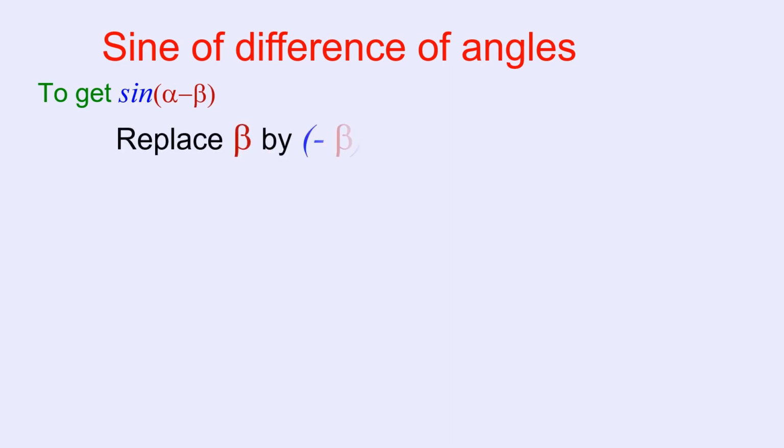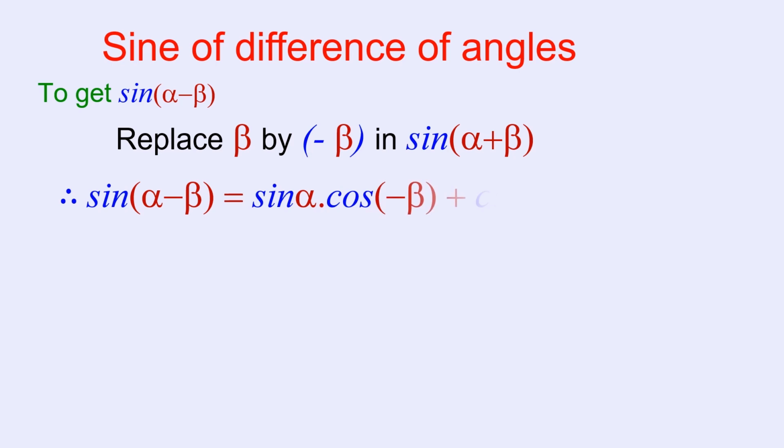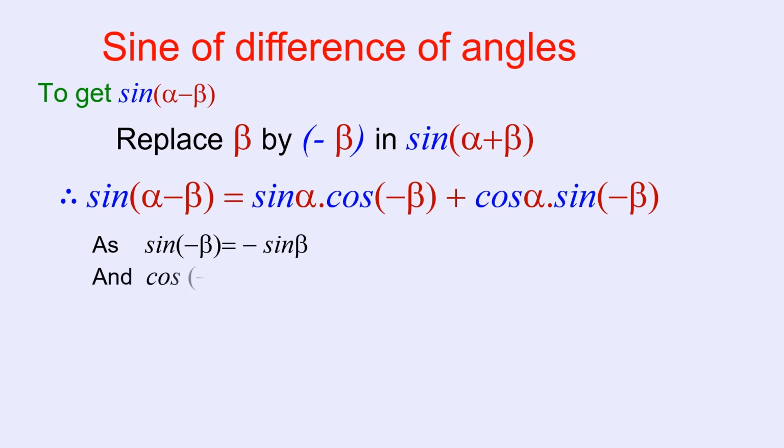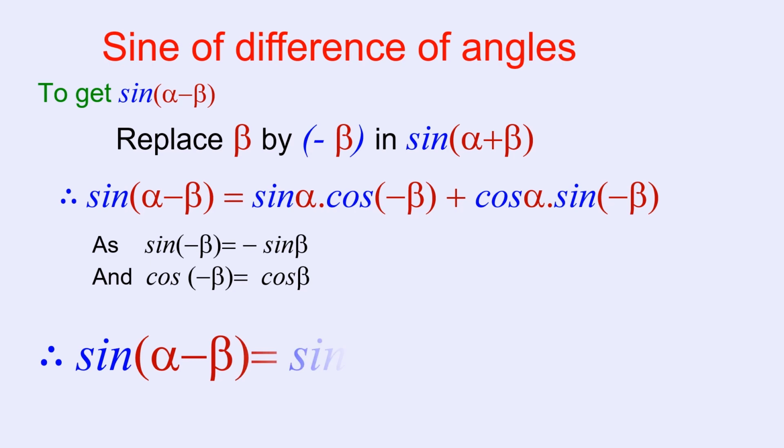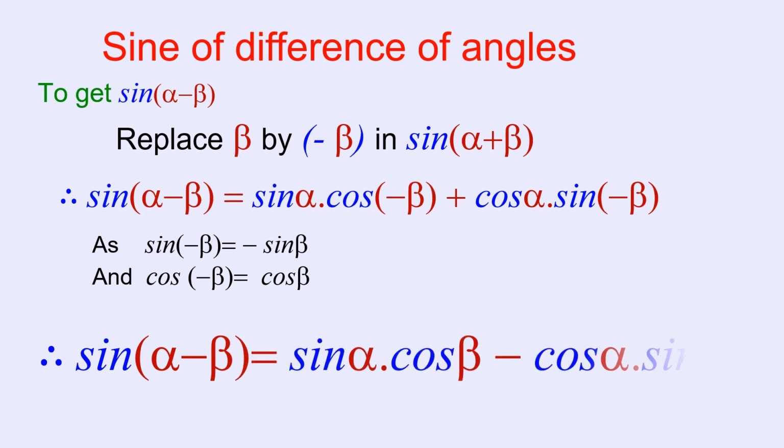Sine of difference of angles. By replacing beta by minus beta in the formula of sine of alpha plus beta, we get sine of alpha minus beta. As we know that sine minus beta equals minus sine beta and cos minus beta equals cos beta. Therefore, sine alpha minus beta equals sine alpha into cos beta minus cos alpha into sine beta.